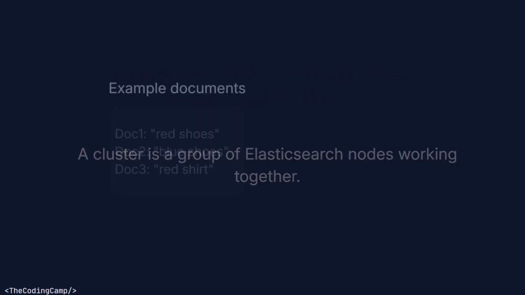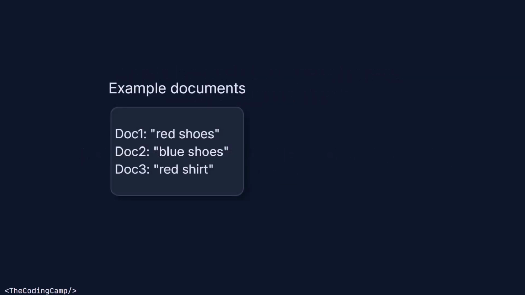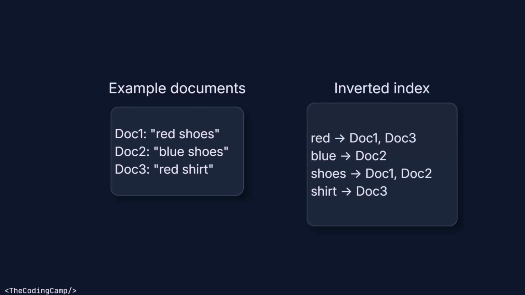Elasticsearch uses an inverted index instead of scanning every document. For example, for these documents, this is how the inverted index would look like. Search becomes extremely fast because Elasticsearch directly locates matching documents.